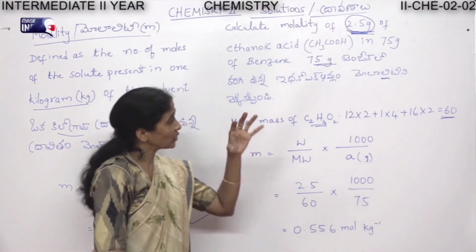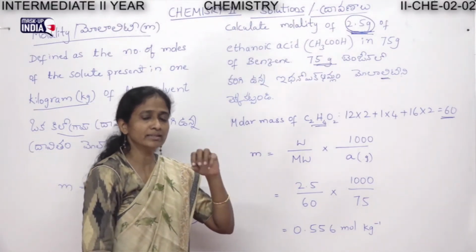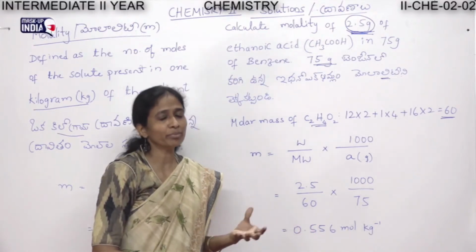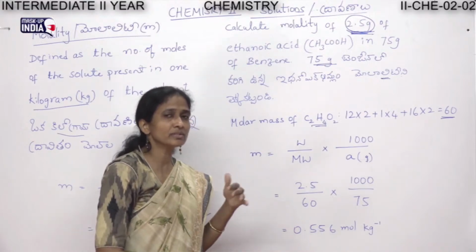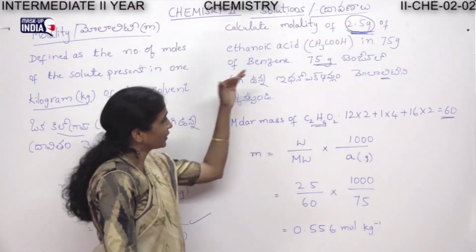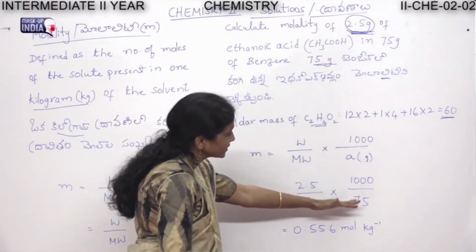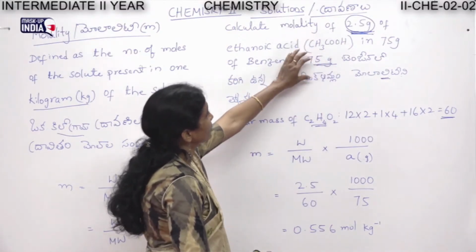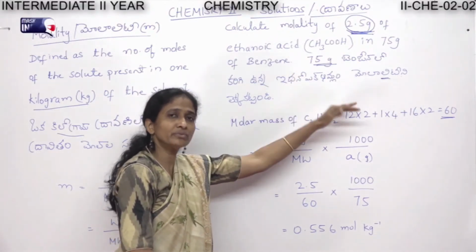Okay, so solute and solvent, you can very easily know which one is solute and which one is solvent. The component which is very less, that can be called as solute, which is more, it can be called as solvent. Okay, fine. So now 75,000 by 75. It is there, 75 grams of benzene. So 2.5 grams of ethanoic acid is dissolved in 75 grams of benzene.